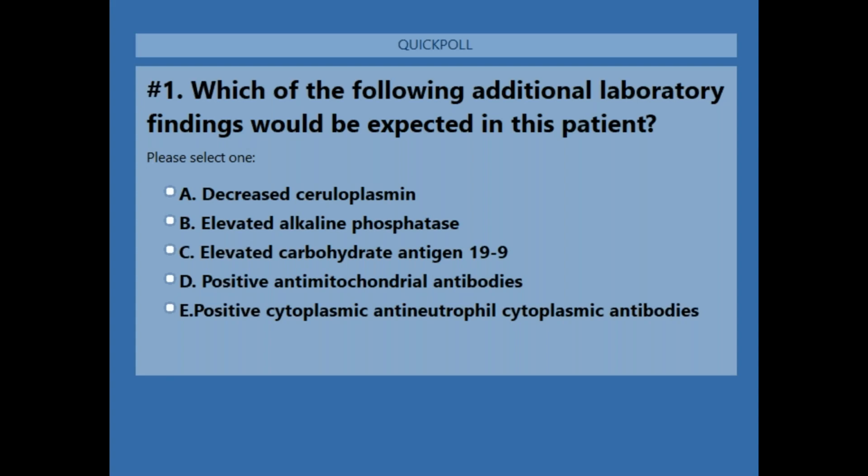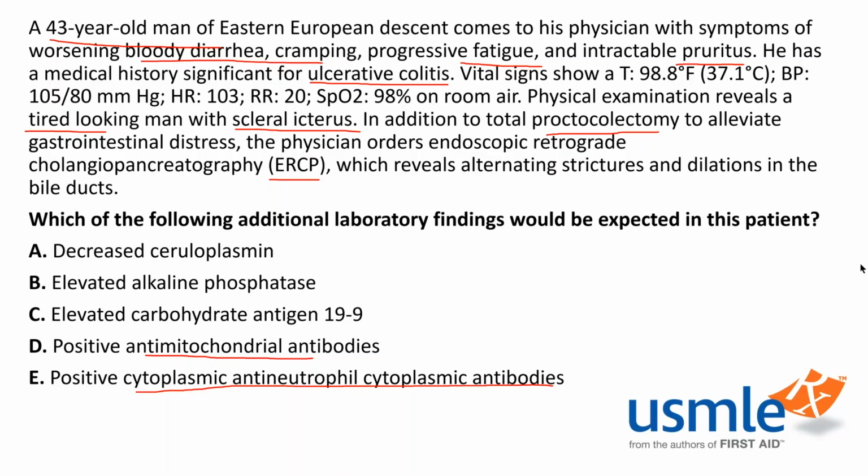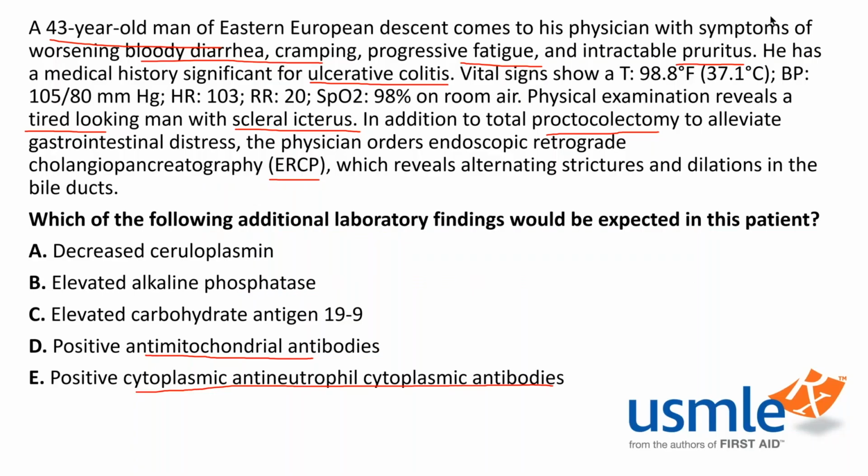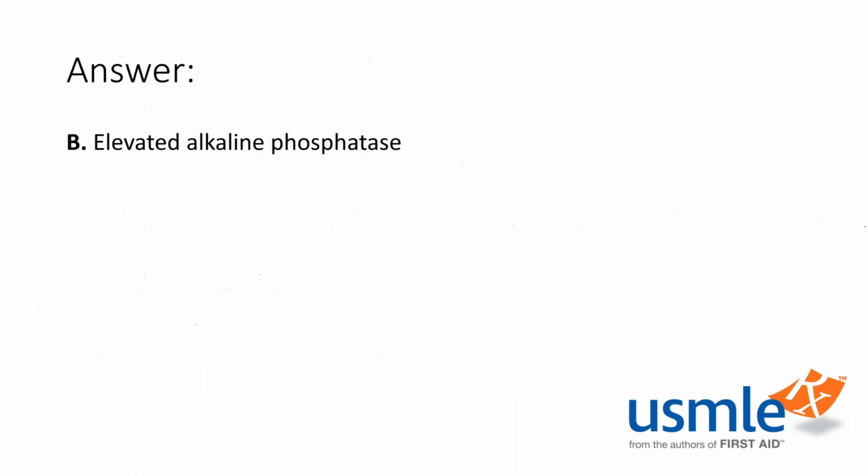Let me go ahead and close the poll and share the answer, the spread. Okay, let's see, you should be able to see it. So looks like the two most popular answers are D, antimitochondrial antibodies, and B, elevated alk phos, and then there's a scattering among the rest. All right, let me go ahead and hide that, and then we'll move on to the next slide. And the answer is B, elevated alk phos.